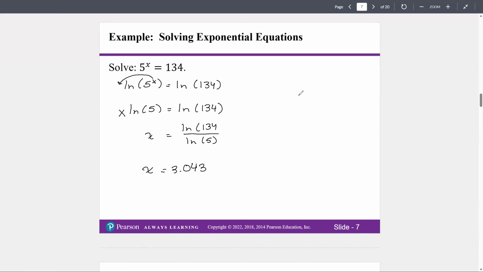Yeah, it's good enough. So if you want to double check, let's see what 5 to the 3.043 is, just to see if we got the right answer. 3.043, and I get approximately 133.95, which can round right up to 134. So remember, there's going to be some rounding errors in our answers because these are all going to be approximate answers for the most part. Occasionally they might be exact, but they're mostly going to be approximate.